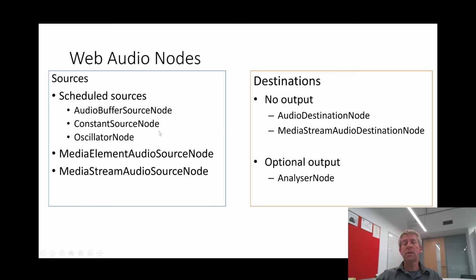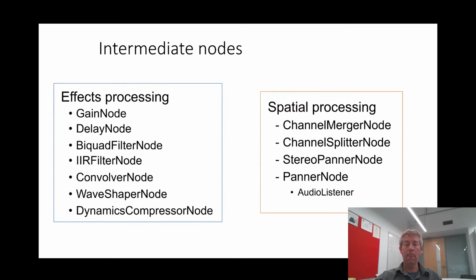And there is a destination that is optionally the output. It could actually be an intermediate node somewhere in the audio graph, and that's the analyzer node, which gives time and frequency domain information about how the signal is being modified. About the value of the signal at a given time.